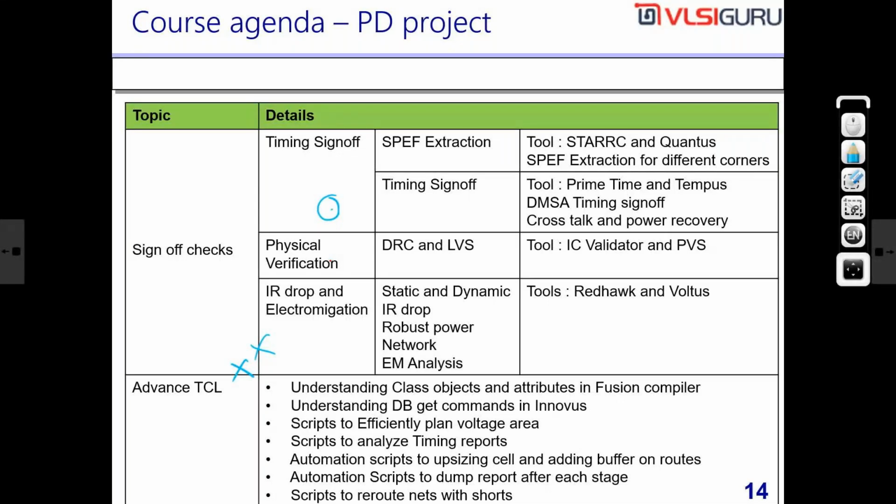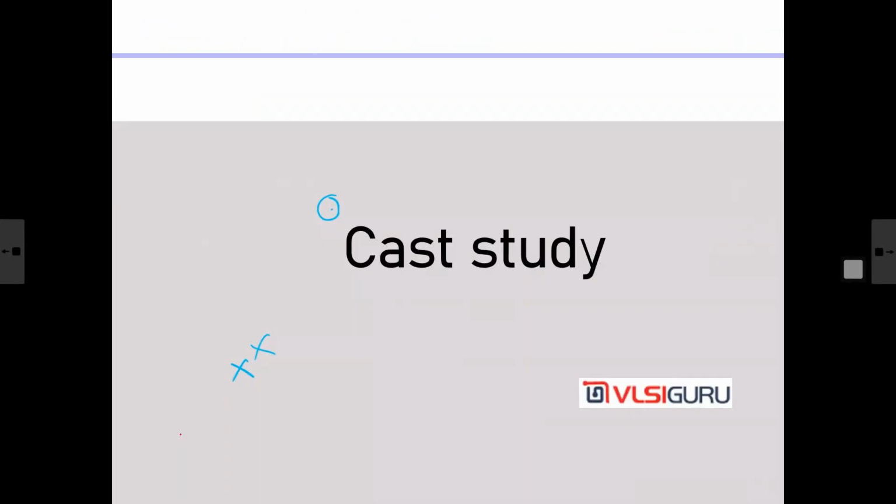Then, while doing physical design, we also use what? Advanced Tcl. How to write the automation programs to fix issues. If you have 1,000 issues, fixing one by one will take a lot of time. How to write a script to fix all the issues at a time. So we have written many Tcl programs. Some of the examples are here.